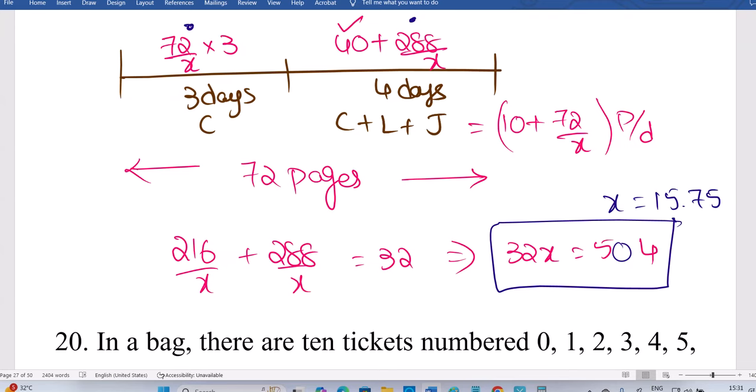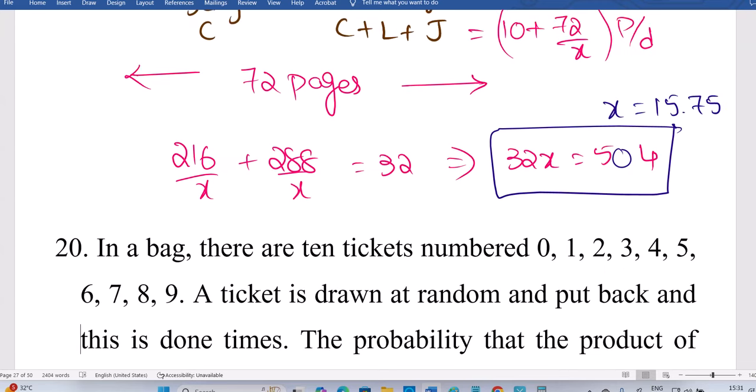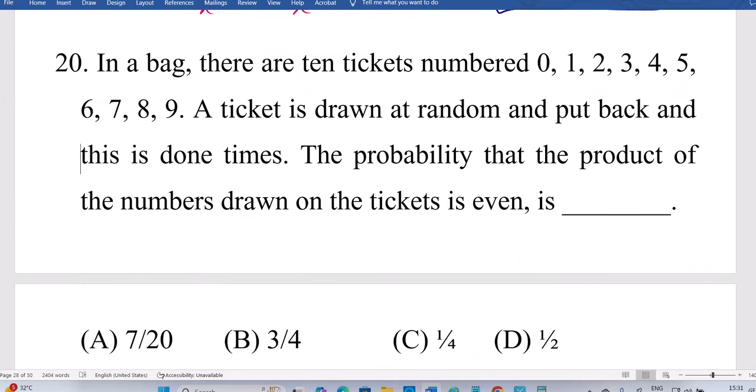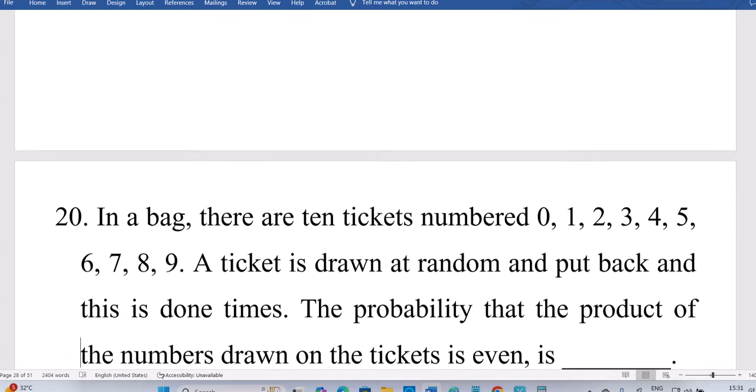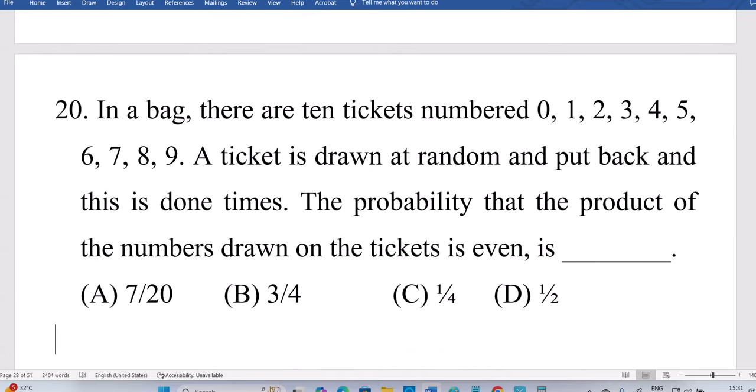Right? So next one. I think you can solve this question. Let me know what's the answer. 10 tickets. Same question, they're asking you for 12 tickets also. 1 to 12 is the numbers.